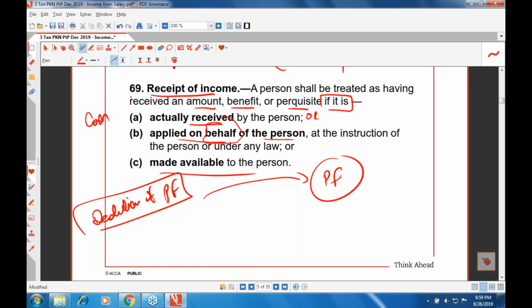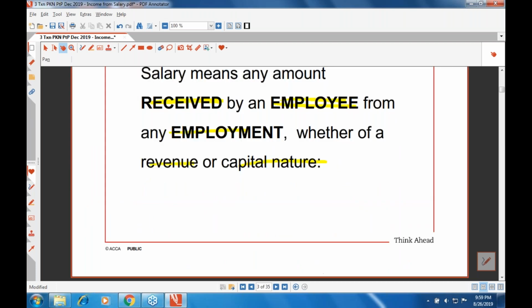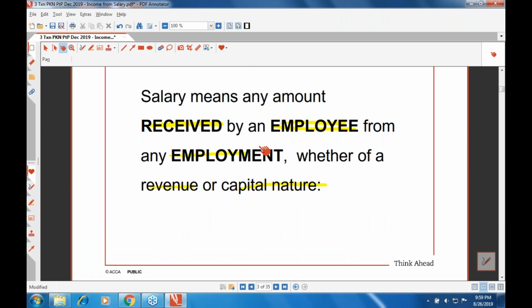The third thing is made available to the person. You're working with a company, your check is ready, you're not collecting it. Even if you're not collecting it, even if you're not depositing it to the bank, as per the law, you have actually received it and you'll have to pay the tax on it. So when we talk about the word salary, it says salary means the amount received by an employee from any employment, whether of a revenue or a capital nature. So received means actually received, or applied on behalf of you, or made available to you by an employee from any employment.